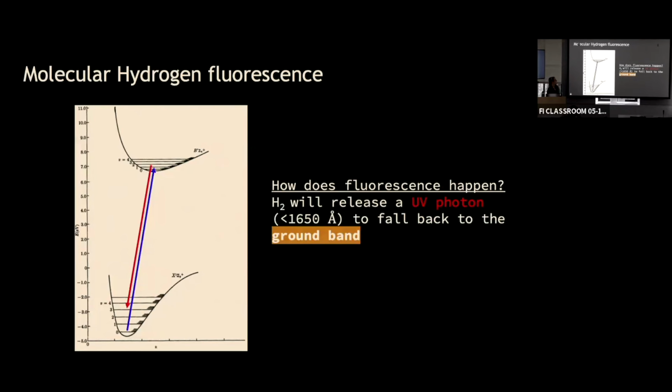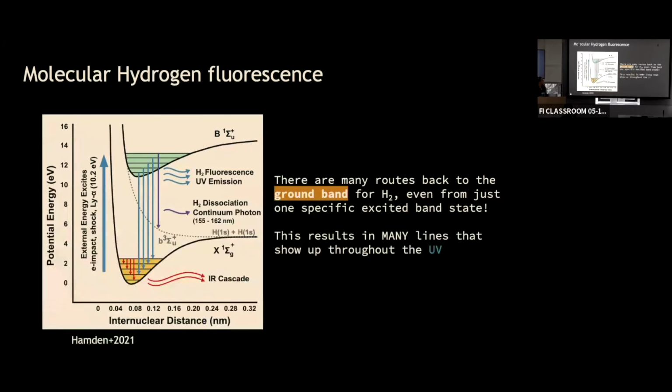And this release, because this difference in energy corresponds to about the energy of an FUV photon, results in the release of a UV photon. And so molecular hydrogen really releases a lot of fluorescence photons in the ultraviolet band. So we see lots and lots of lines that show up, because that transition I showed resulted in just one fluorescence, but from any given quantized state in the electronic band, it has many different routes back down to the ground state.